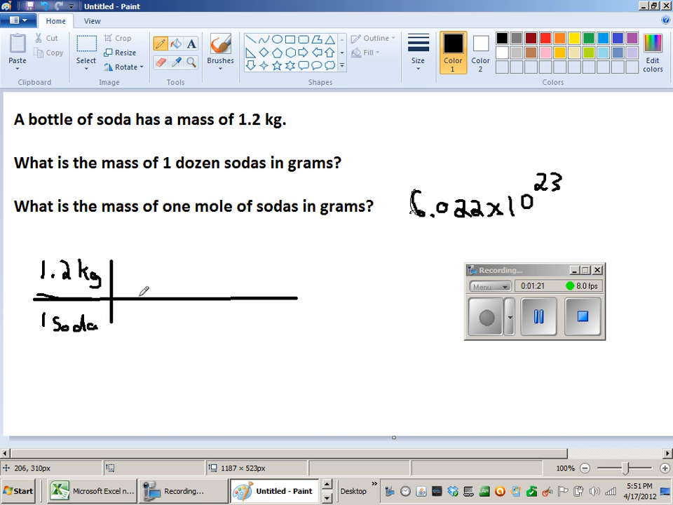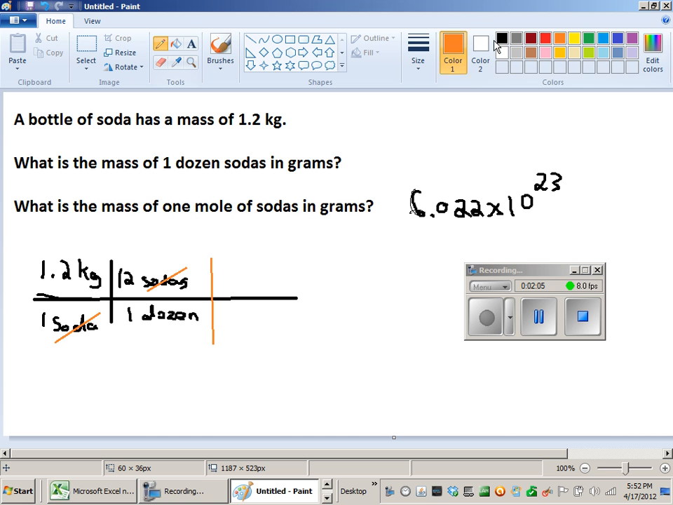And I'm going to multiply it by 12 sodas per dozen. And that will get rid of these very poorly drawn units of soda. So I'm left with kilograms per dozen, and I want to get grams per dozen, because that's what it's asking. What is the mass of 1 dozen sodas in grams?